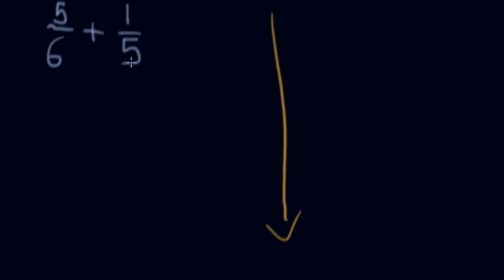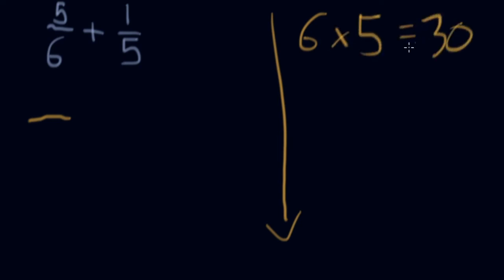And the very first thing I think about is what's my LCM of 6 and 5? And honestly, how I usually do it in my head is I just go and multiply. 6 times 5, and that's going to be 30. You're always going to get a multiple. Not necessarily the lowest, but you're going to get a multiple.